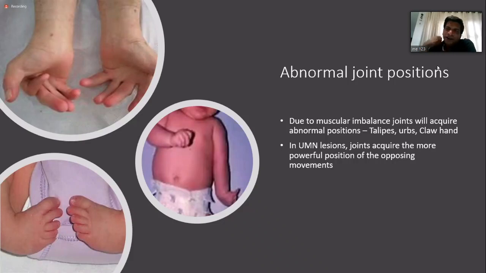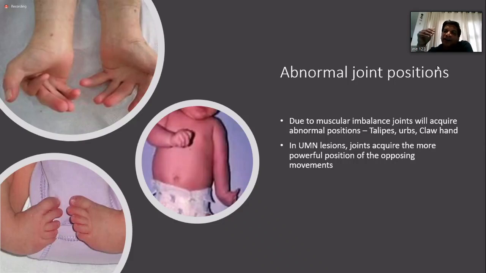Right? The knee joint, what is the more powerful joint position? Flexion. So knees will be flexed. And the ankle joint? Plantar flexion, right? So the lower limb will be adducted and flexed at the hip joint, flexed at the knee joint, and plantar flexed at the ankle joint if there's an upper motor neuron lesion, right?